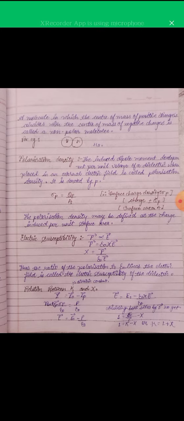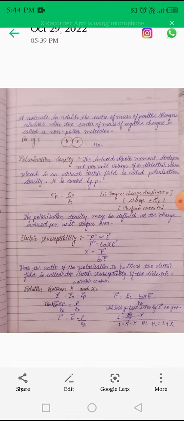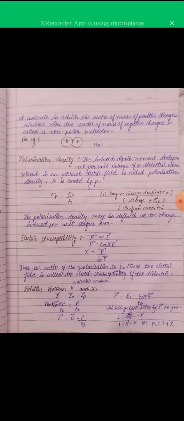Polarization density. The induced dipole moment developed per unit volume of a dielectric when placed in an external electric field is called polarization density. It is denoted by P. Sigma P equals Q_P upon A. Therefore, surface charge density plus or minus sigma P, charge plus or minus Q_P, surface area A. The polarization density may be defined as the charge induced per unit surface area.